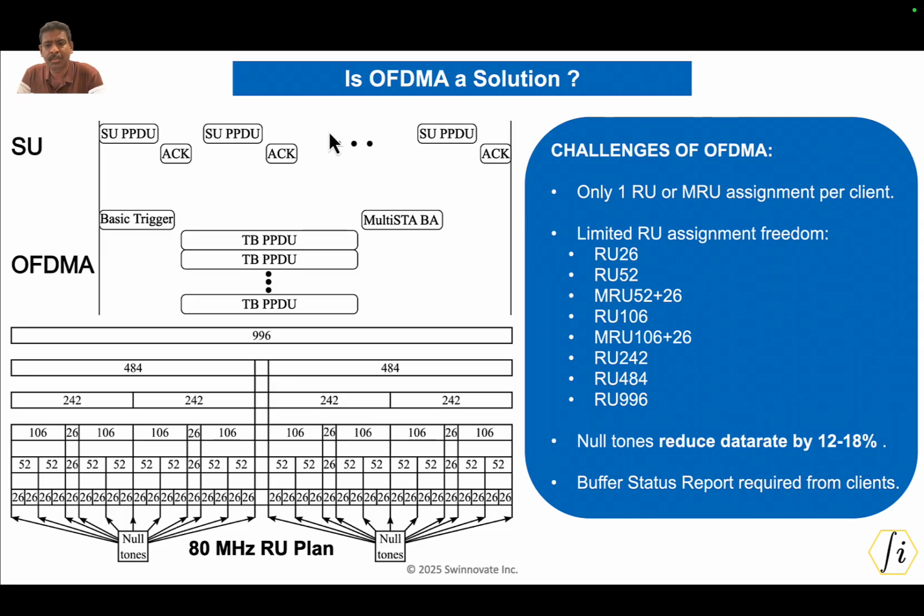But the point is clients have to provide this information. If the clients do not provide this information, then the AP will not be able to schedule properly, right? So these are all the pros and cons of OFDMA. So let's do some calculation to understand in what scenario OFDMA will have gain.